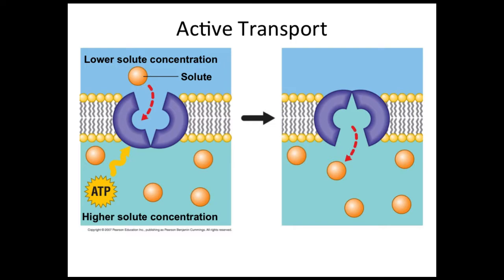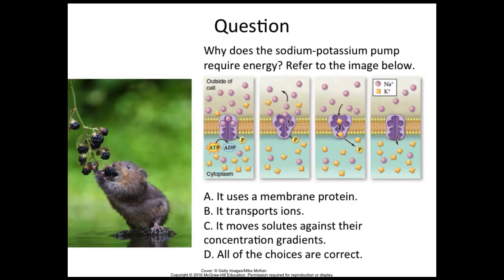Our next way that substances can move across membranes is called active transport. Active transport allows us to move against the concentration gradient. It allows us to pump our solutes from low concentration to high concentration. But because it's able to do so, it requires energy. And that energy usually comes in the form of ATP.